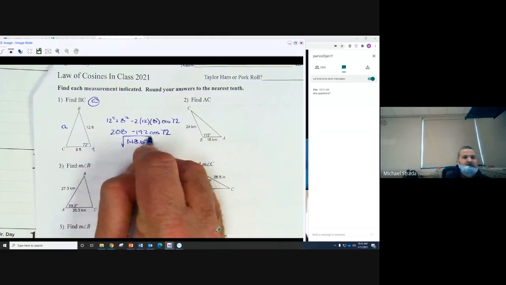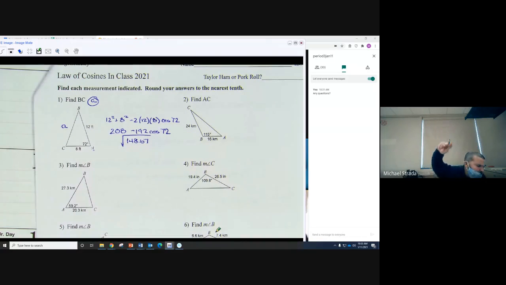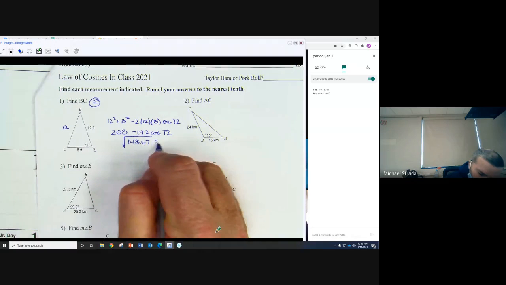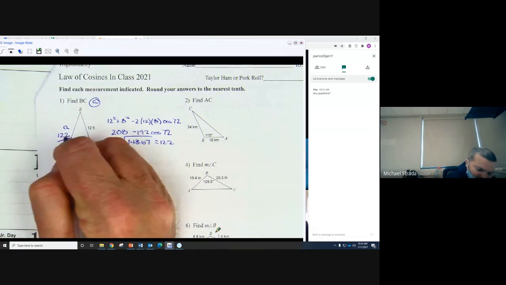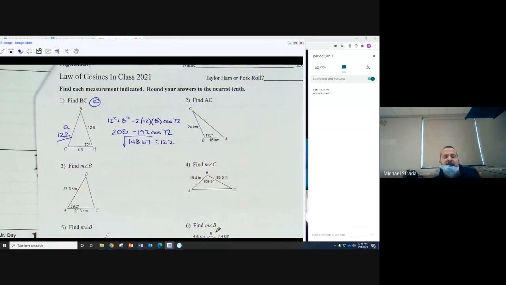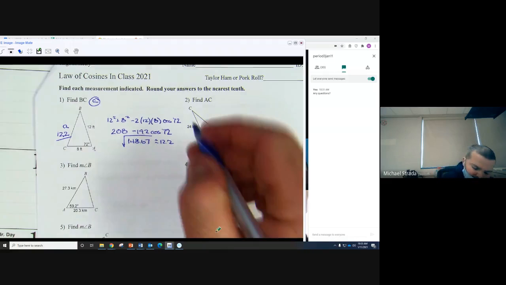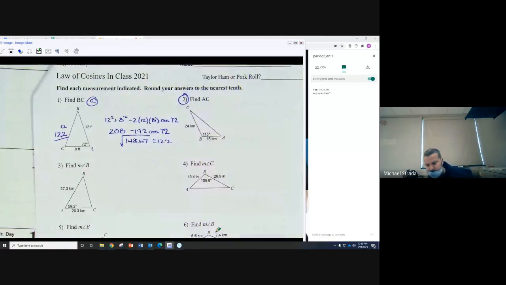You then have to remember to do a square root at the end. Square root of 148.67 comes out to be approximately 12.2. All right, they didn't ask you to find all the sides, they just asked you to find A, so 12.2 and you're done. All right, so please work on number 2.